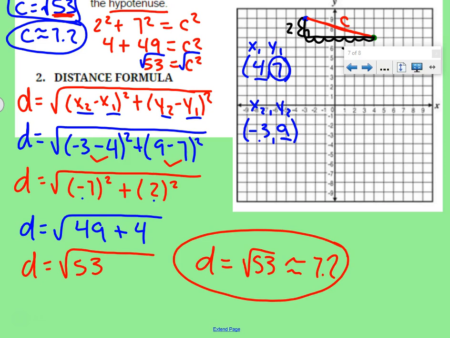So if you're not very comfortable with plotting points on a graph, then I would suggest using the distance formula, because then you won't get the points wrong when you graph them. But if you're not really comfortable with this distance formula, you can always feel free to plot these points, graph it, and use the Pythagorean theorem.